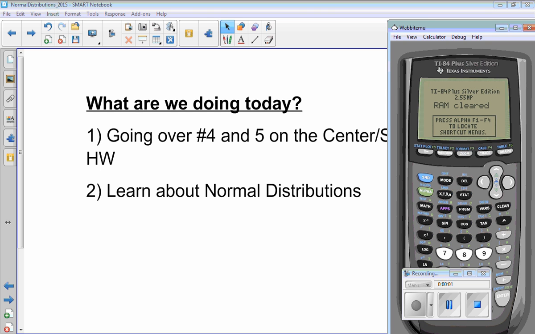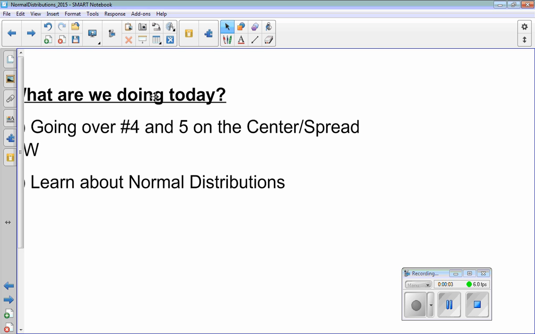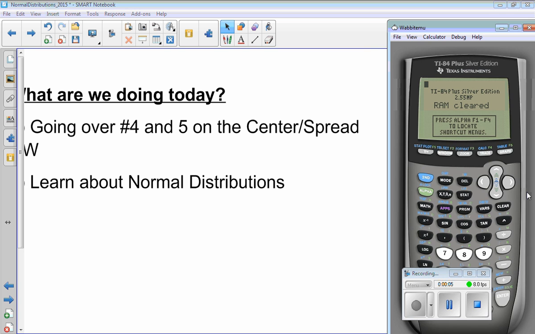Going to look today about going over problems 4 and 5. And we are going to look at question 6 as well. I'm not quite sure why I didn't assign that, but that's all right. And then we're going to move on to something called normal distributions, which we're going to look at in just a couple of minutes. Would help if my smart board was working.